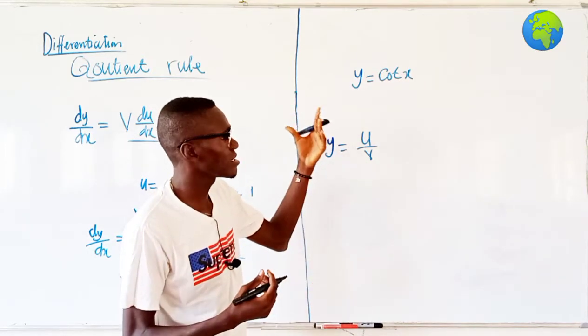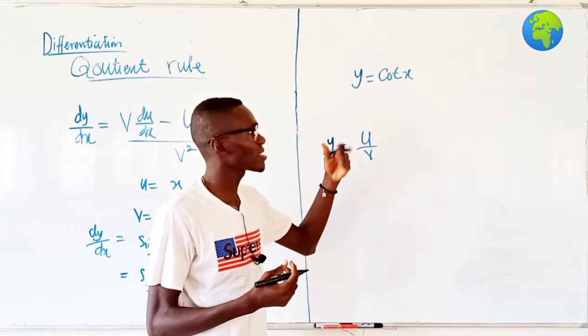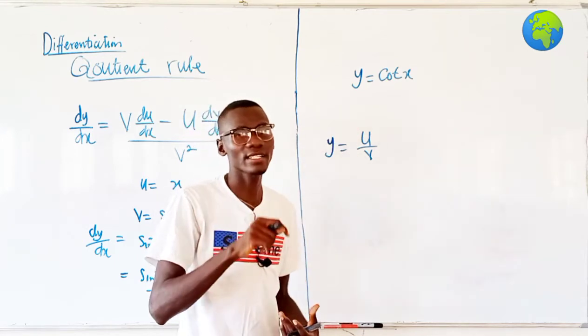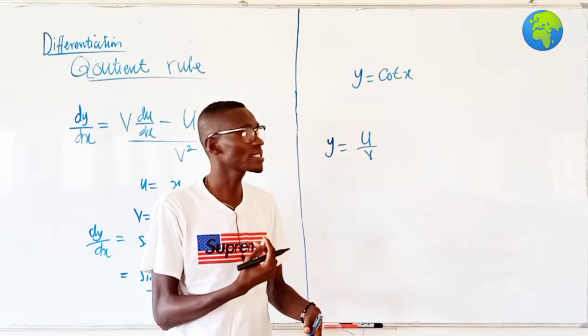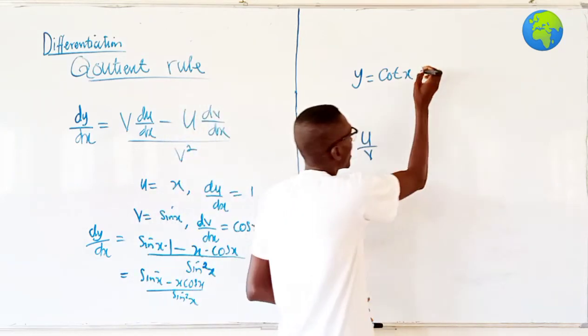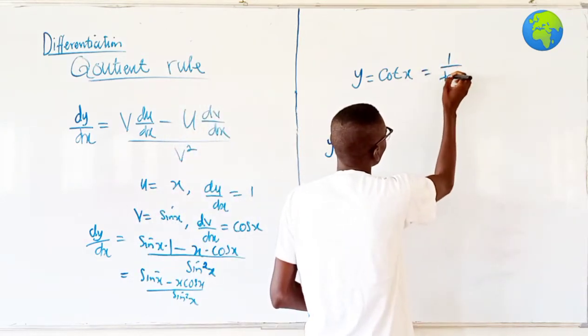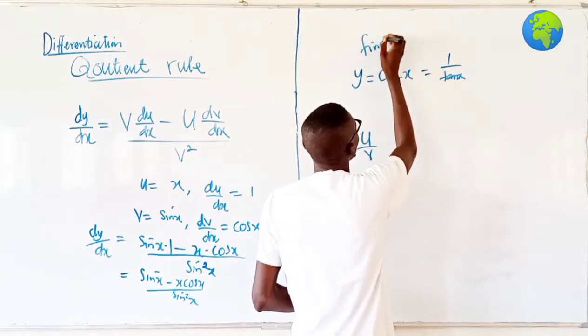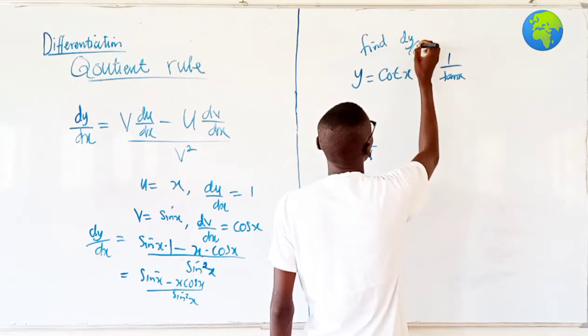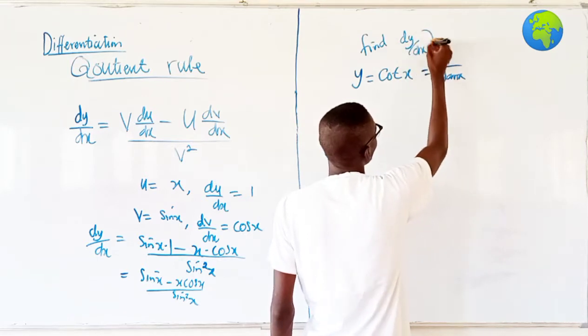Cot x is just the inverse of tangent, right? Because cot x is 1 over tangent. So instead of saying 1 over tan, I will just say cot, isn't it? So cot x is the same as 1 over tan x. Remember, you have to find the derivative, dy/dx, of this function.